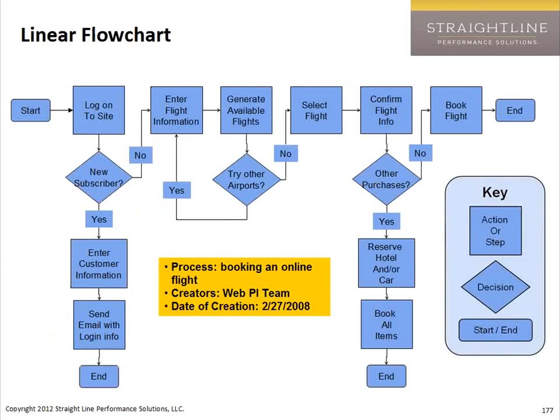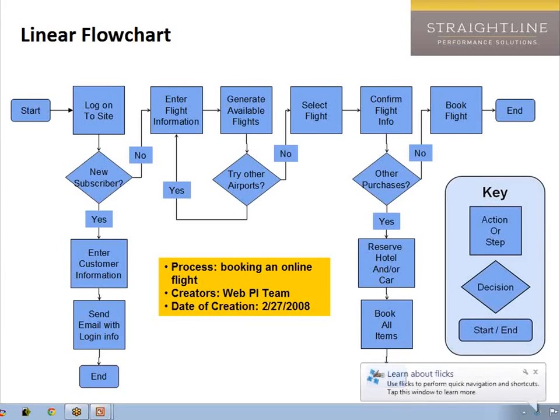Let's take a look at the next one, which is your basic linear flowchart. For this one, I've got one that happens to be for booking a flight online. Now, it doesn't say a lot, but let's just walk through it. Again, this is a fairly simple flowchart. I did it just to be illustrative. We're starting over here. The first thing is I need to log on to the particular site. I don't know if you use Orbitz or Priceline or whatever. Let's say I'm using Orbitz. I log on to Orbitz.